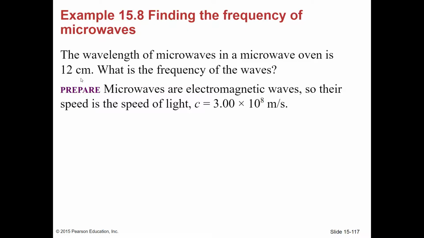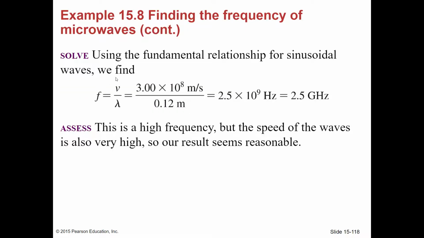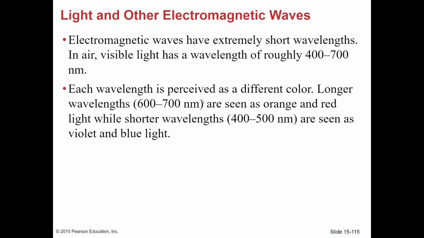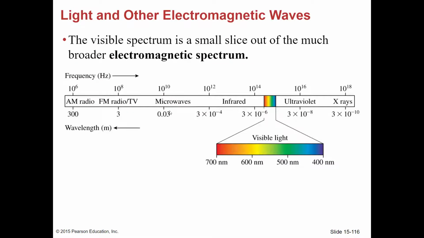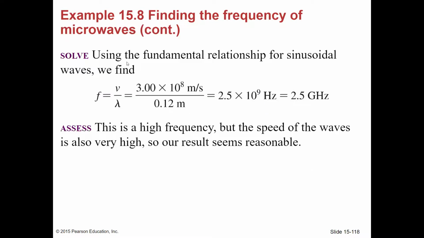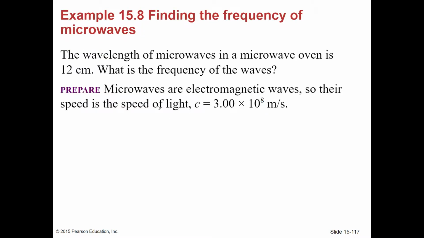We have the wavelength in the problem. So now we need to find the frequency. And again, it's the same equation, just rearranged. Plug in all your stuff, let your calculator do the work, and you get 2.5 times 10 to the 9th. And that makes sense because microwaves are all the way down here, so their frequency is super high, and their wavelength is 0.03, so that kind of matches up with what we had with 12 centimeters.